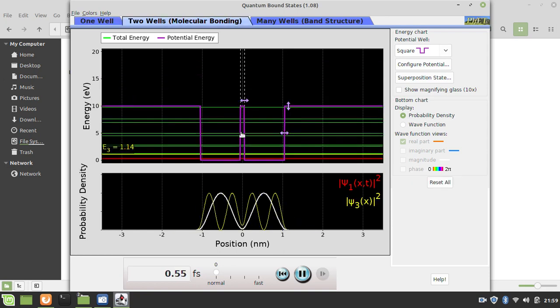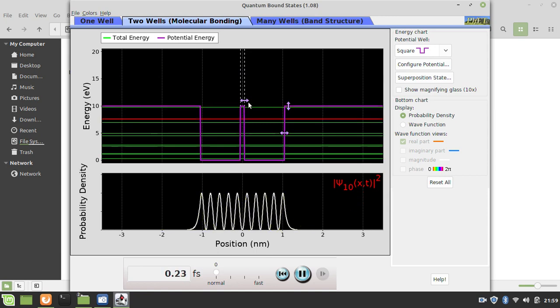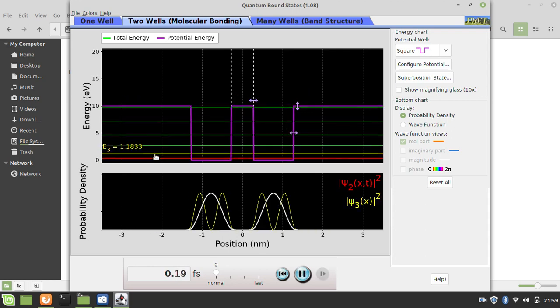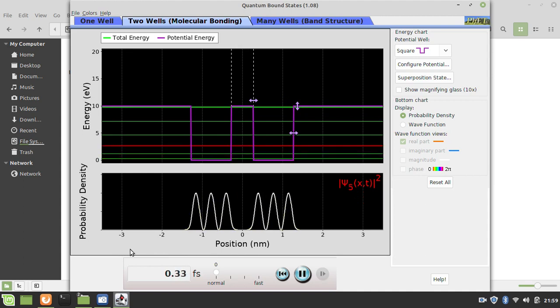Two wells, so two bound states. Here we can see that we can change the gap between them. We can change the separation. This is ground state, this is first excited state, this is second excited state, and so on. There are very many other options you can try as well.